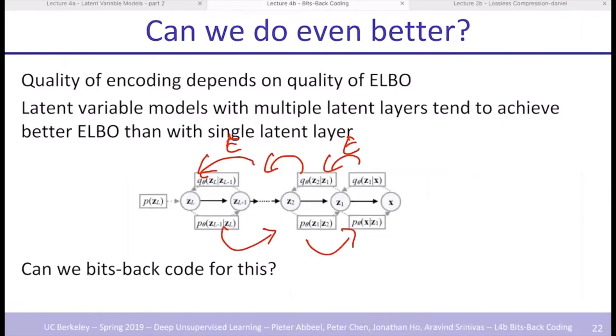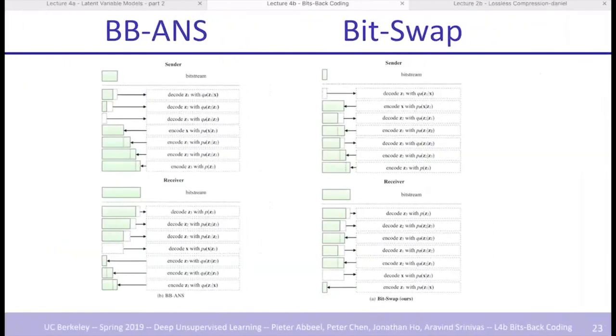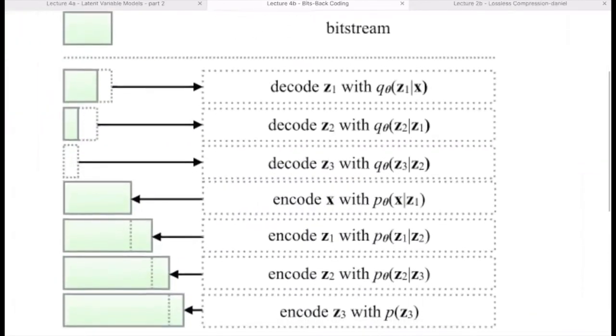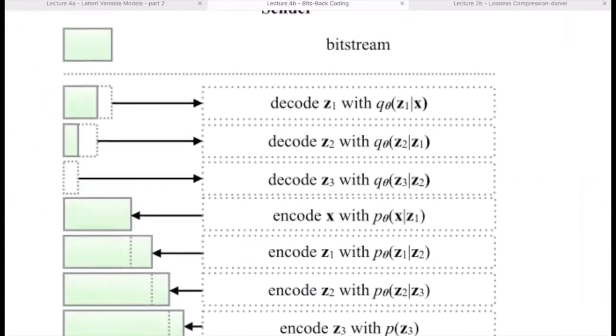With this idea of using multiple layers, they have come up with a new idea called Bit-Swap. For this one, I'm not exactly sure about the details, but I'll try to give you my own interpretation. For the ANS, we are treating the whole information as a whole, and when we do the initial encoding, we have to do all the decodings first. By doing all the decodings first, we require a larger amount of initial bits. And it is only after all the decoding is done that we can proceed to do all the encodings.